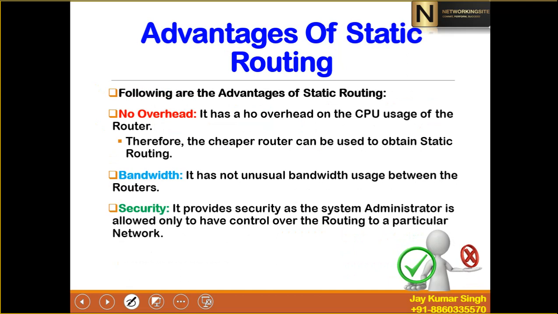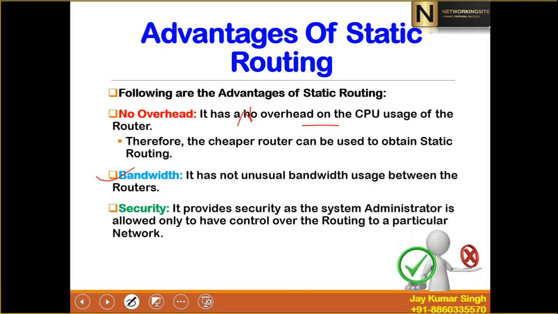Now some advantages and disadvantages. The advantage is that it has no overhead on the CPU. This means the CPU does not do any kind of calculation, because the routes are already predefined and kept in the routing table. The CPU is also not pre-calculating the path every time. It is already there in the routing table and it forwards according to that.